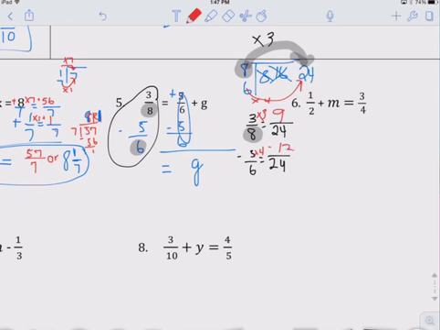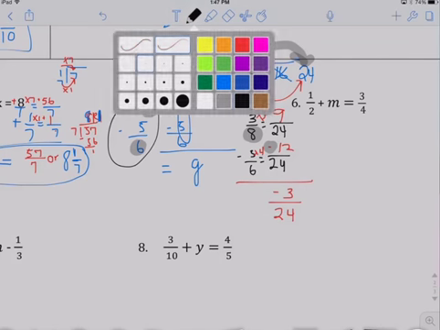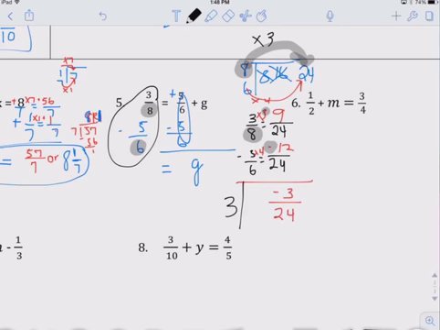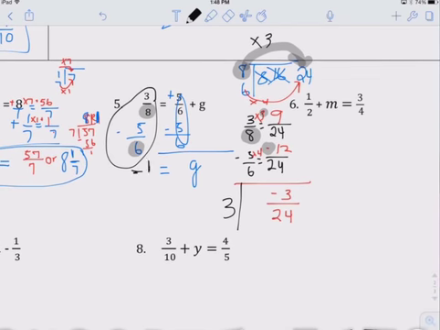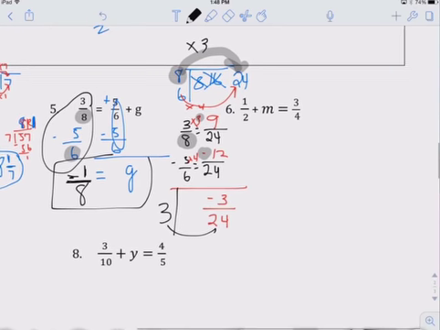That's a negative 3. So you subtract, because 1 is a negative and 1 is a positive. Subtract, you get a negative 3, because the bigger number is negative, over 24. Okay, that's your answer, but you can reduce that. You can divide that by 3. 3 into negative 3 is negative 1 over 3 into 24, 8. That's your answer. Okay. Number 6.